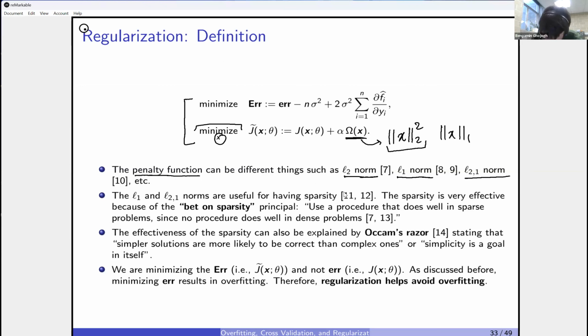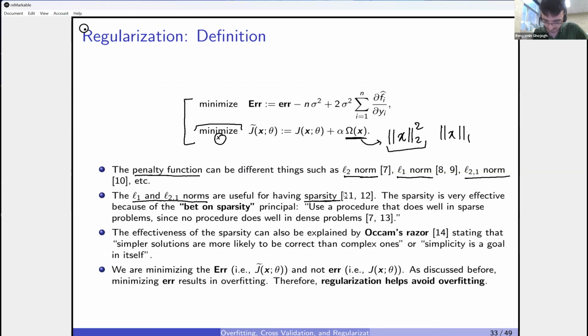If we were maximizing it, then we would have to say minus omega, because we always want to minimize the complexity, right? Okay. The L1 and L21 norms are usual for having sparsity. So the L1 norm can be used for sparsity. We will see why. Also, for more information, you can see my course on optimization techniques on my YouTube channel. I have explained that there too. The sparsity is very effective.